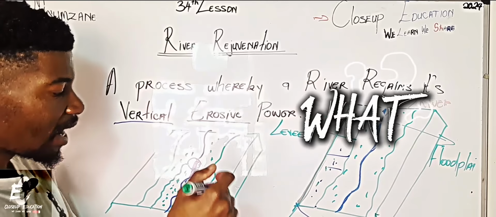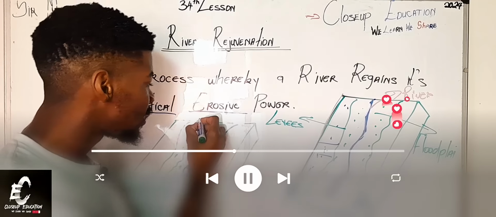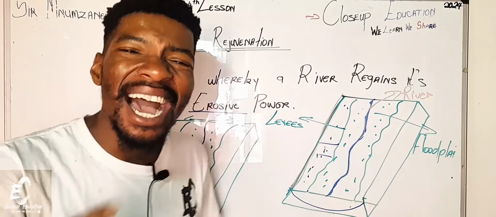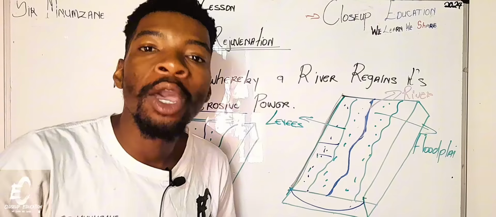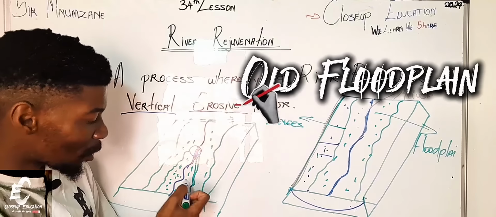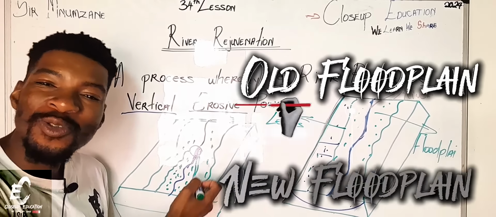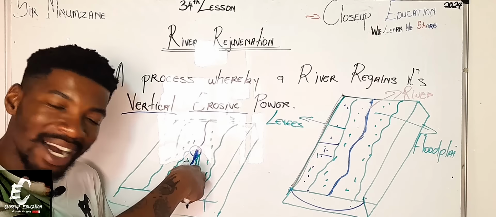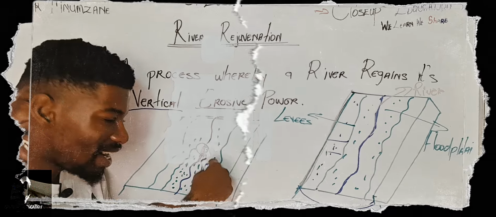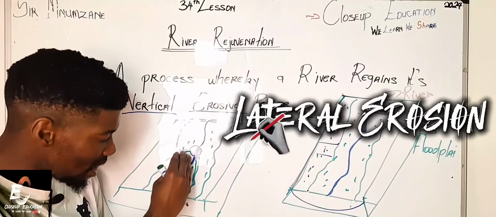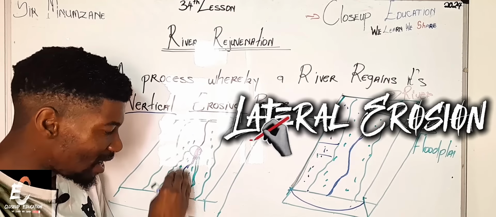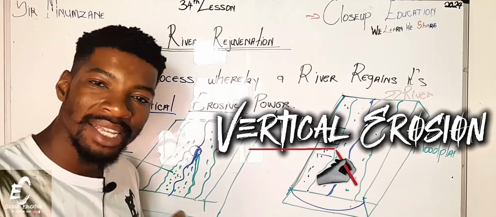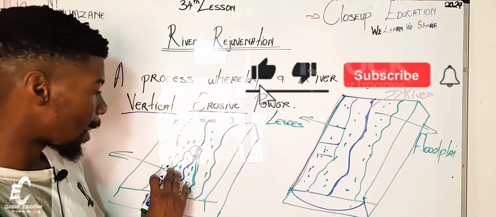So what is this telling us? Let's name these things to better understand. This one is definitely the floodplain. But then now, after rejuvenation, it is called the old floodplain, because this could become our new floodplain, as this definitely digs down, right? There's obviously a change in gradient. And what's happening? There's lateral erosion here. A lot of vertical erosion and a lot of lateral erosion is going to happen, right?